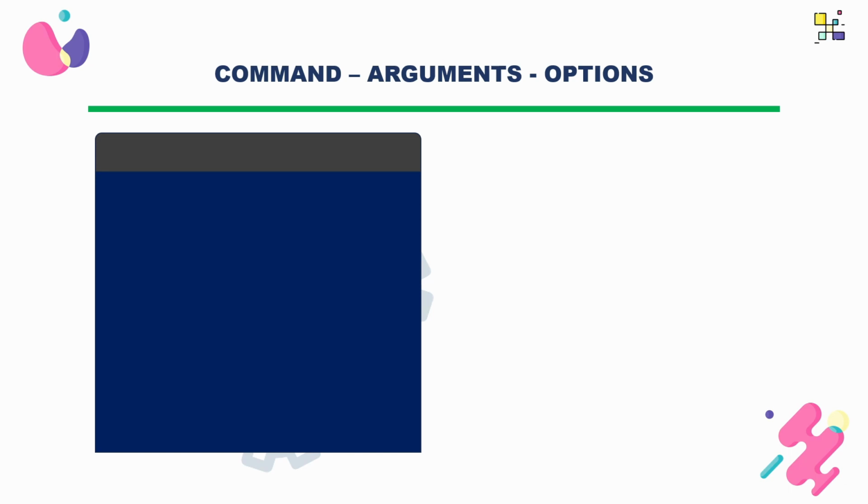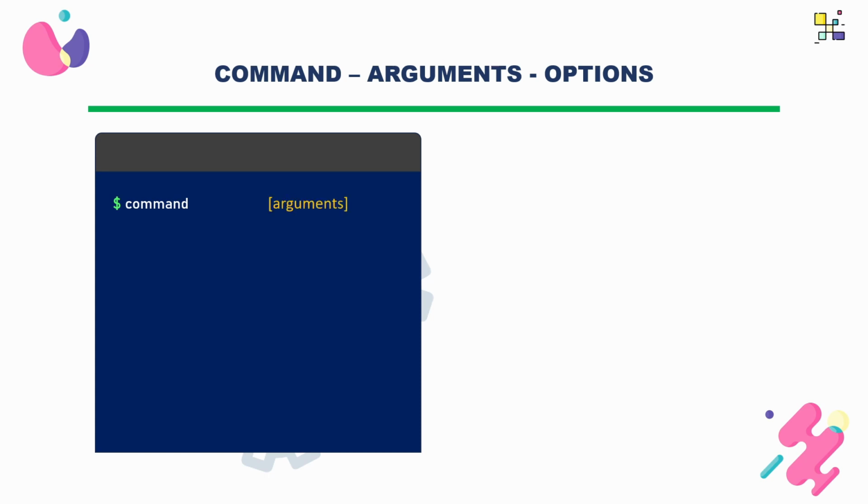So let's first of all understand the first part, which is the command part. The command is the actual program that you want to run. It is the action that you want to perform. For example, ls, cp, mkdir, they are all commands.